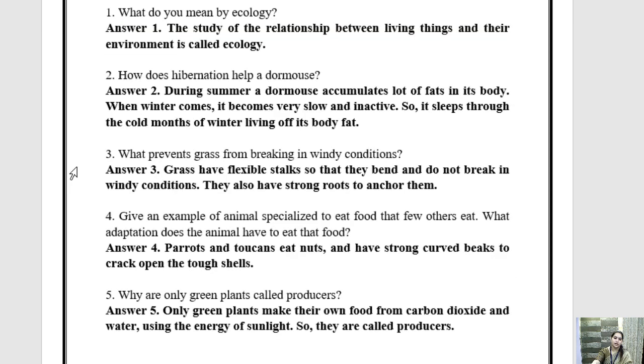Question 3. What prevents grass from breaking in windy conditions?